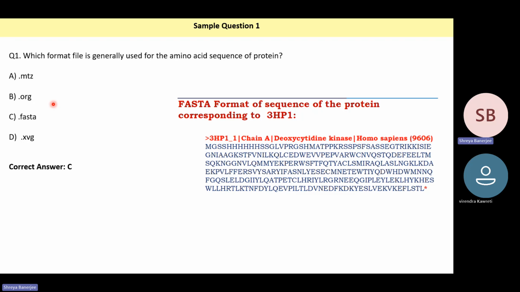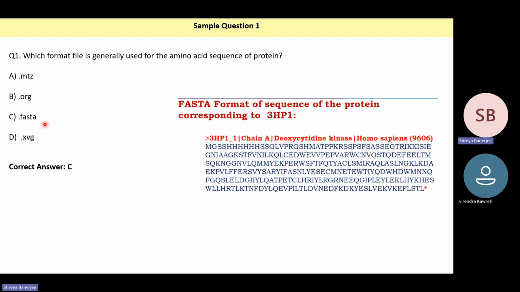What about the other options? .mtz, we have seen that represents the electron density, which is derived from X-ray crystallography. So the electron density map is stored in .mtz. .xvg is a special file. GROMACS is a molecular dynamics software, and when you do molecular dynamics of any protein, the resulting graph is stored in a .xvg file from the GROMACS software. And .org is a simple text format file, which is not related to any structural biology uses.